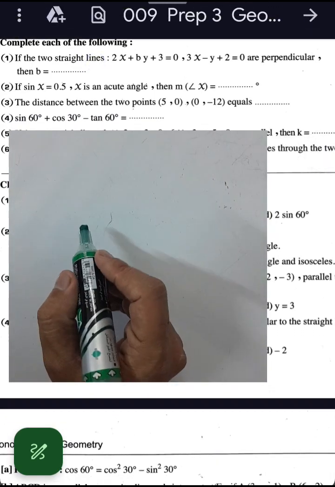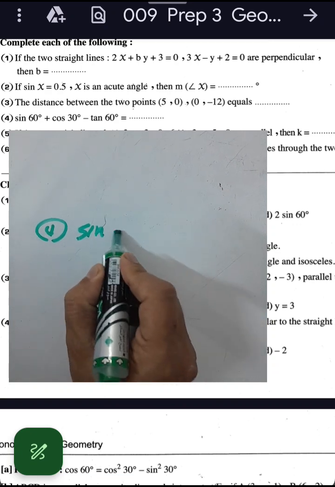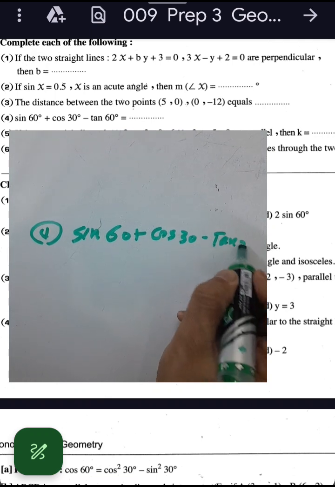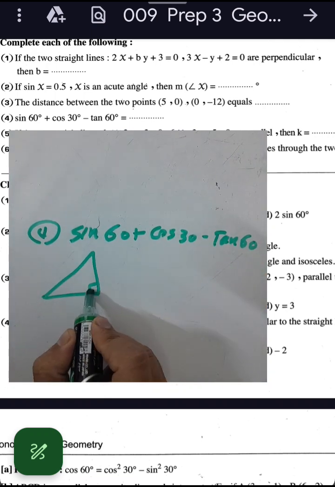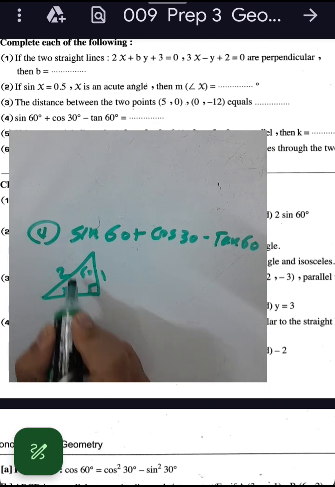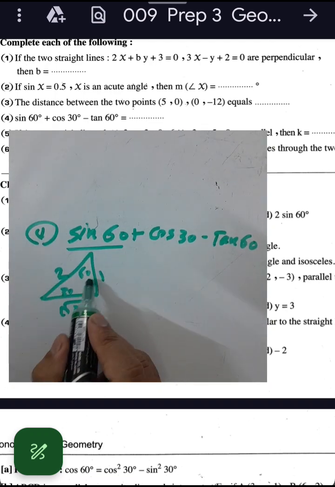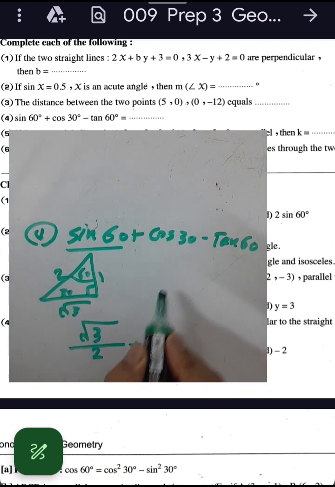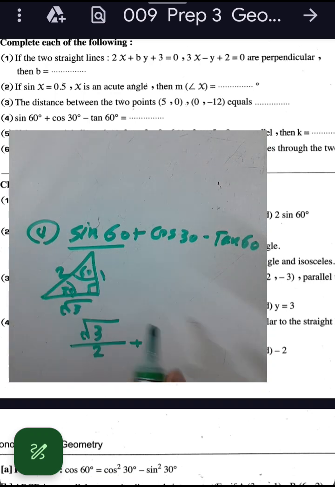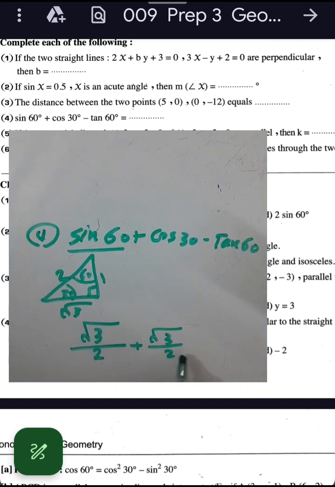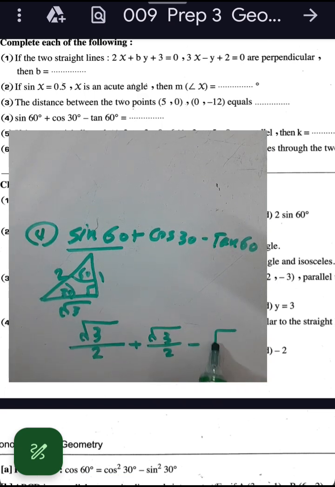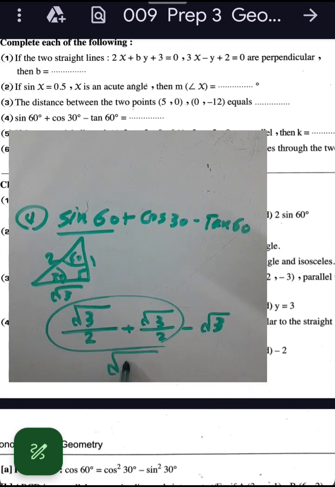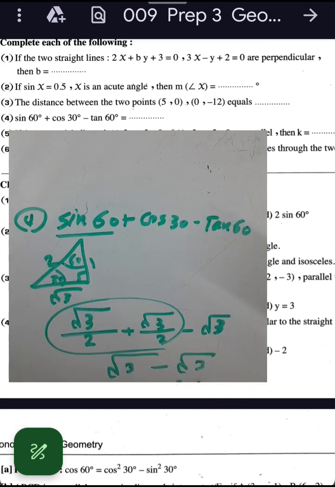Question number 4. Find the result of sine 60 plus cosine 30 subtract tan 60. We can draw 30 and 60, 1 and 2 and root 3. Sine 60 is opposite over hypotenuse, root 3 over 2, and cosine 30 is root 3 over 2, tan 60 is root 3 over 1. The sum of them here will be root 3. Subtract root 3 and it will be 0.